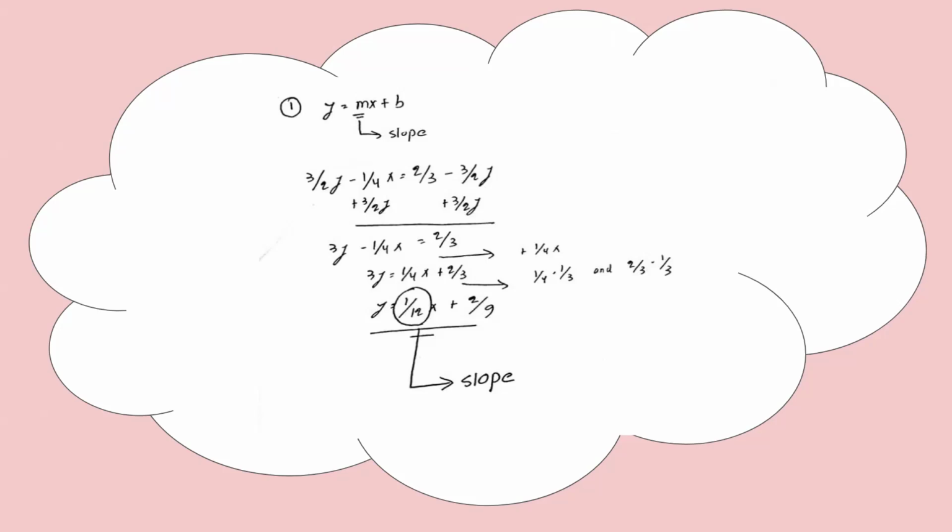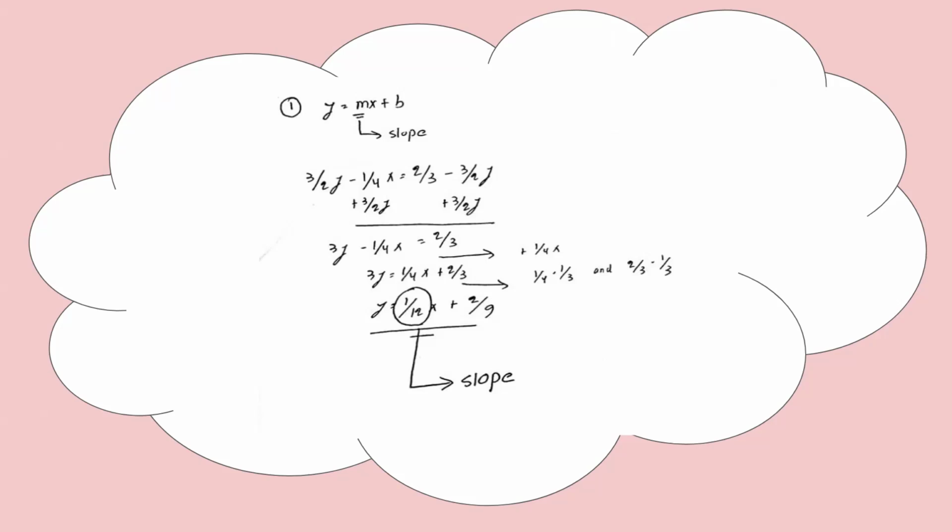So we add 3 over 2y to both sides, and we get 3y minus 1/4 x is equal to 2 over 3. Then we divide both sides by 3 to get y isolated, and we get y is equal to 1 over 12x plus 2 over 9. Again, in y is equal to mx plus b format, m is equal to the slope. So in this case, 1 over 12 is the slope.